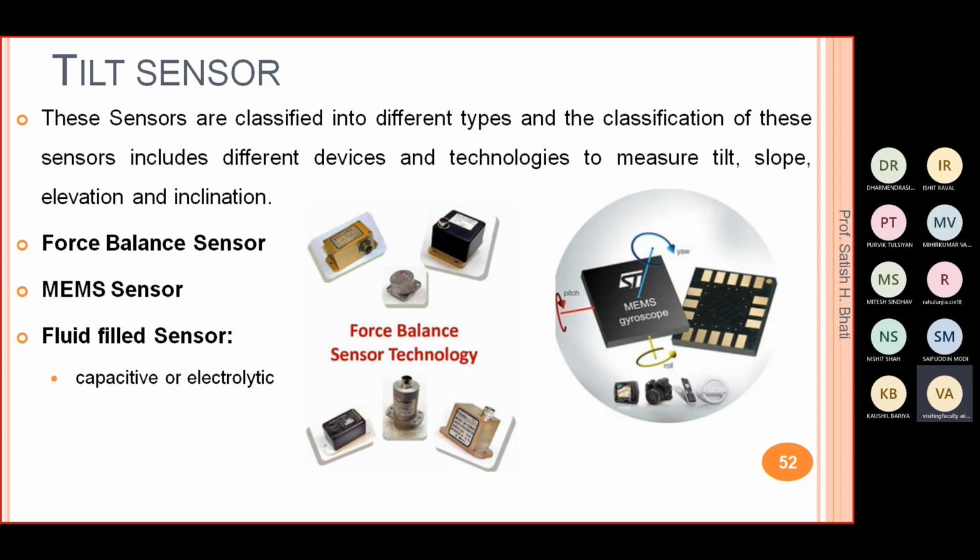Then the fluid filled sensor. In this fluid filled sensor we are using fluid, right? They may be of capacitive type, or they may be electrolytic. The fluid is filled in the sensor, and because of the movement of that fluid, the capacitance inside the sensor changes. We measure that and do the mapping, like that is the inclination or the orientation of the sensor, right? In the same way we do it in the electrolytic type fluid filled sensor.